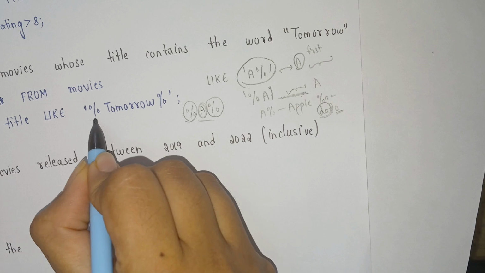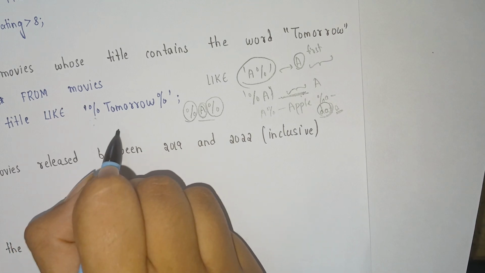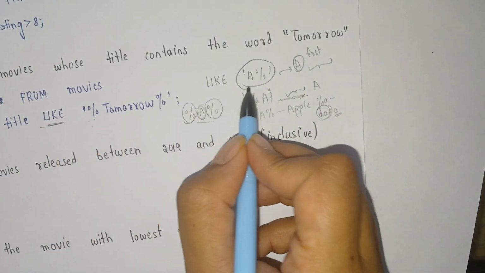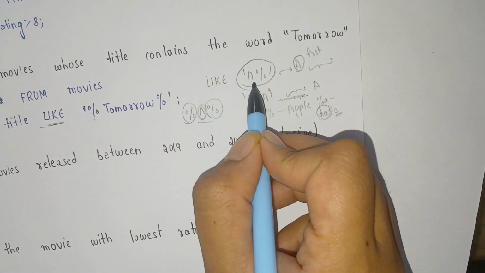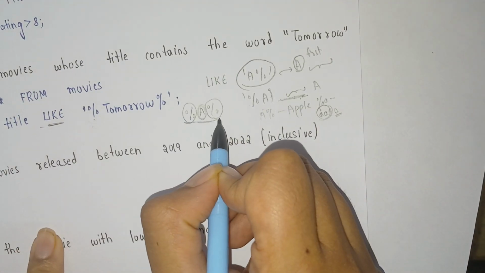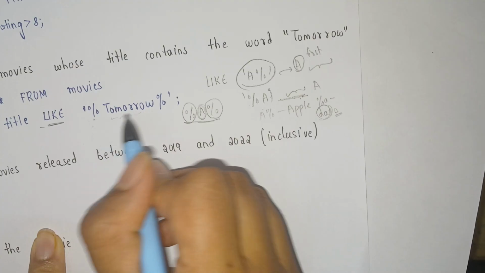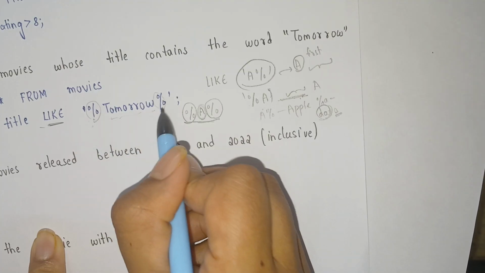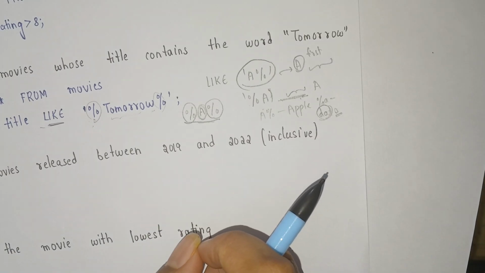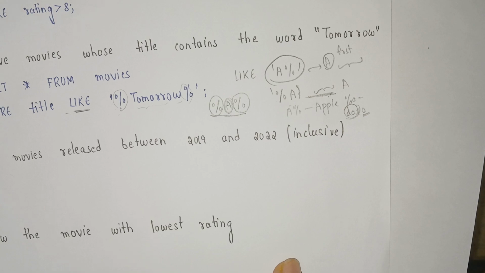So whenever someone asks that it has to contain the word, you should immediately remember the LIKE operator, and LIKE works like this. If you give '%word%', that means the word has to be present in between, and at the first and last it can contain anything. So we can use this LIKE operator here. It's a super interesting concept.